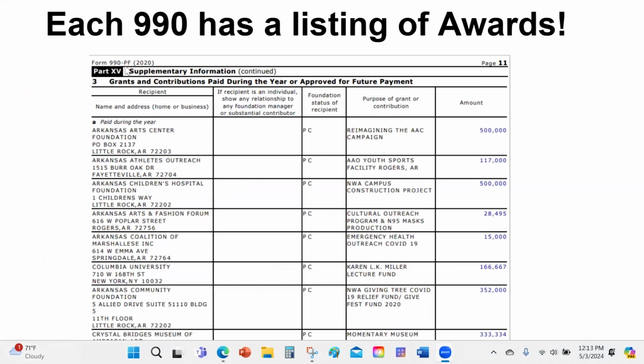So we know that, I think this is actually the Murphy Foundation. You can see they gave to the Arts Center, they gave to Arkansas Children's Hospital, they gave to the Fashion Forum and Arkansas Coalition for the Marshallese, and so forth. So you can actually see the grants that they gave to these different institutions and in general, the purpose.